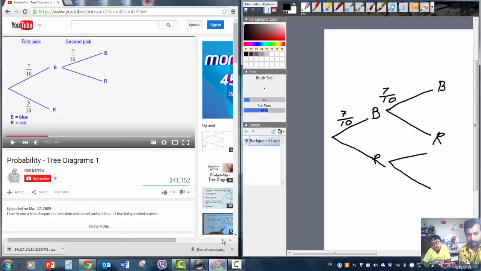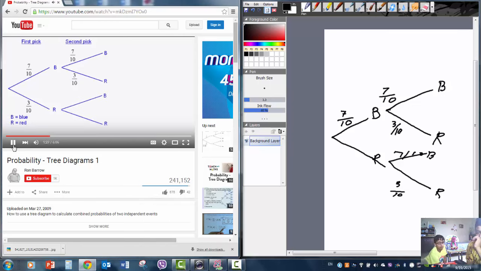Alright. So let's see what they did. Blue or a red second time, and if so, it should be the same in here, right? 3/10. Okay. It should be the same on the down one as well. What should be here? The number. It should be blue here. Blue. And this should be 7/10. This should be 7/10. And the red will be 3/10. Okay. Now, let's carry on with this video.